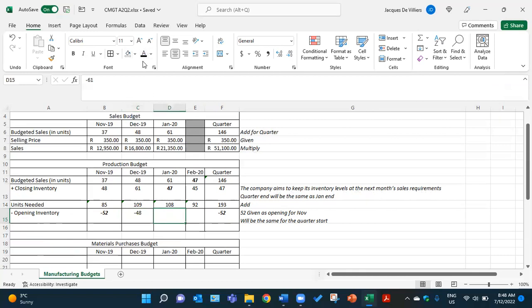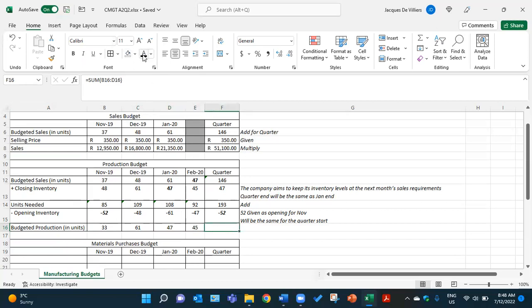Same there for January, it will be 61. Same there for February, it will be 47. Okay, and then the only thing that I can do now is I subtract the opening inventory from the units needed for each month, and then I know exactly how many units I am supposed to produce in this month.